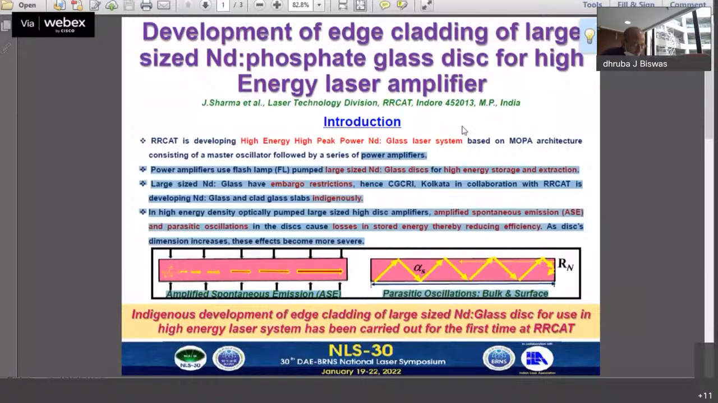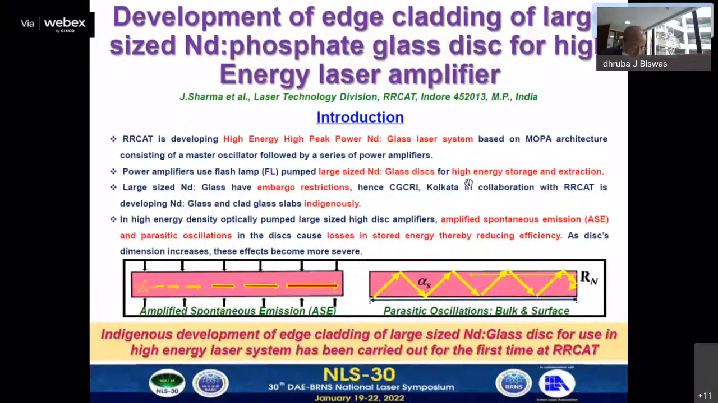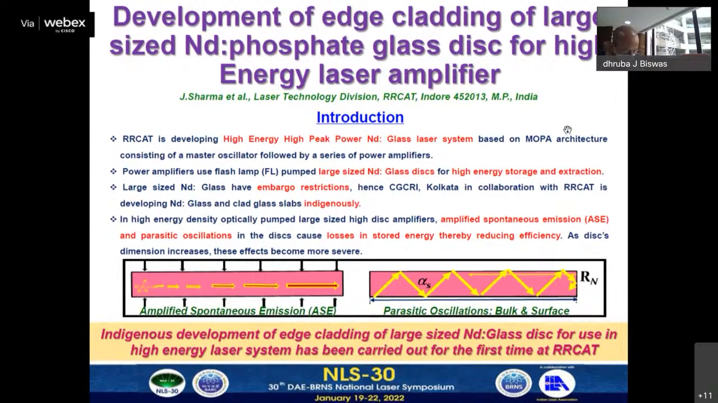Good afternoon, sir. I'm presenting my work on development of edge cladding of large size antiphosphate glass disc for high energy laser amplifier. Under DAE's mandate, RRCAT is developing a high energy and high peak power ND glass laser system, which is based on a series of power amplifiers. And for extracting larger laser energies, large size ND glass discs are used. However, because of embargo restrictions, we cannot import them. Hence, CGCRI in collaboration with RRCAT is developing them indigenously.